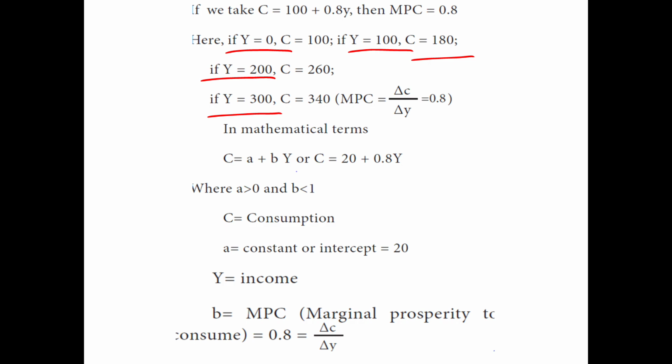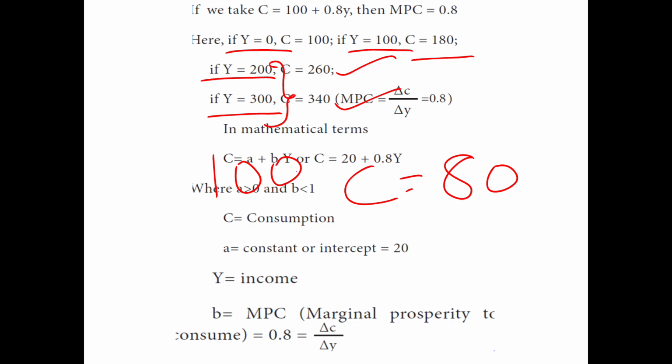So how has this been calculated? Now 200 was the income. The income has risen to 300. What is the difference? The difference is 100 rupees, a 100 rise in income. Now the person's consumption has increased from 260 to 340. What is the difference? Consumption has increased by 80.